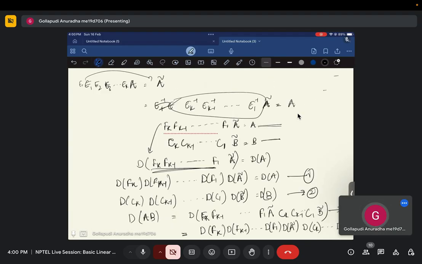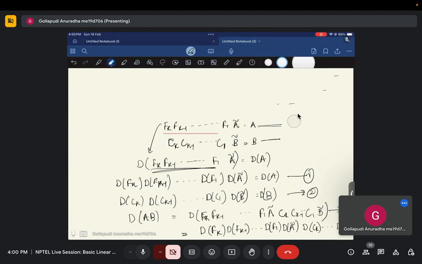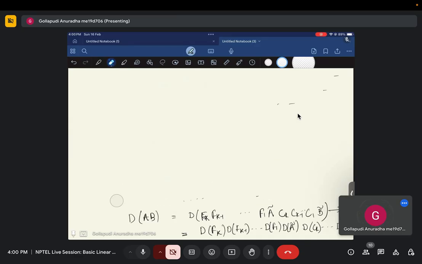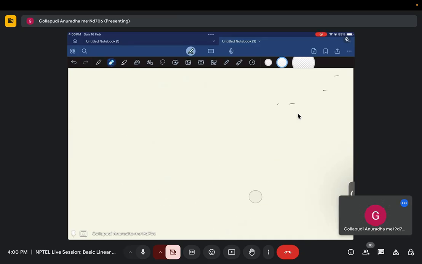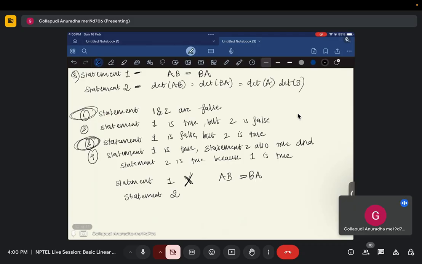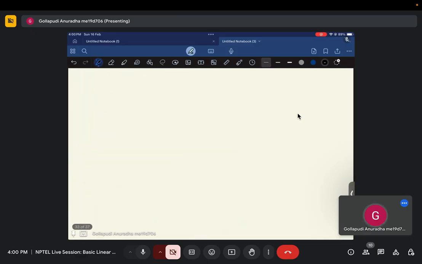Okay, let's get back to this question. So this was the question. So determinant of AB. We know that multiplication is not commutative, so AB will not be equal to BA. Now determinant of AB is equal to determinant of BA, which is equal to determinant of A into determinant of B. This is what I'm saying.